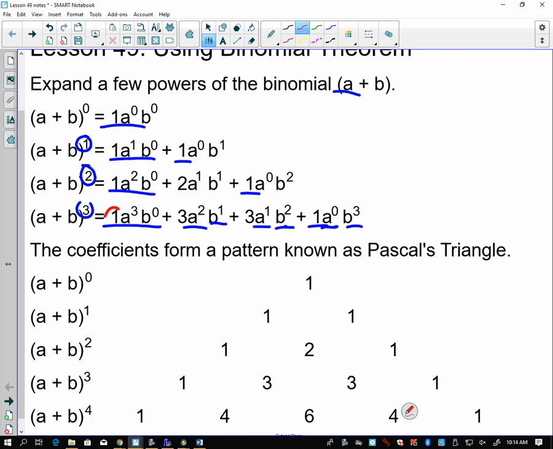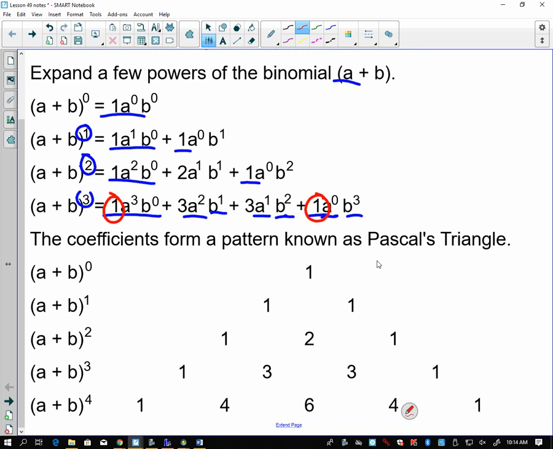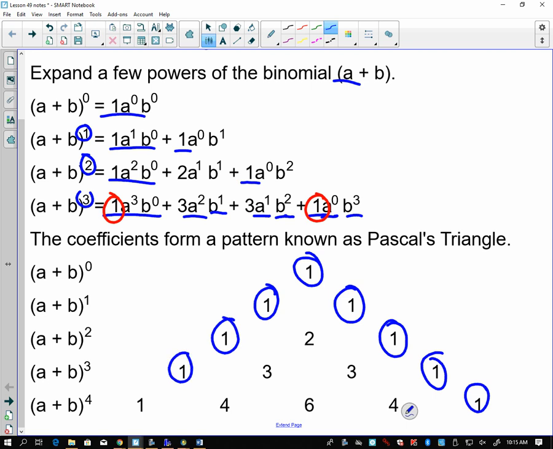I know that the first one is going to be 1. I know that the last one is going to be 1 because that's the pattern, right? So how do I know what happens in between? Well, that's Pascal's triangle, okay? If we come down here, now this only shows you to the 4th, but it always starts at the top with 1. The outside terms are always 1, 1, 1, 1, 1, 1, 1.